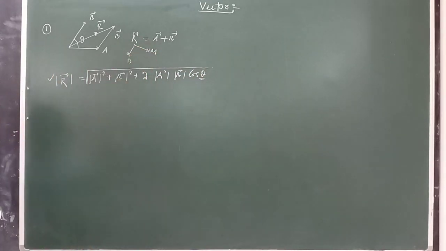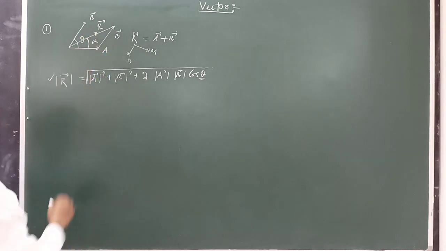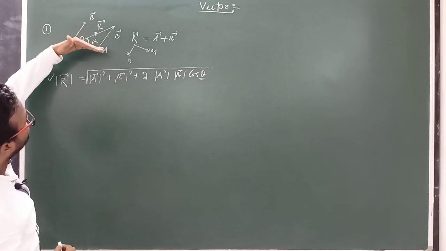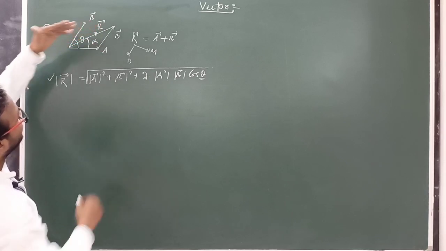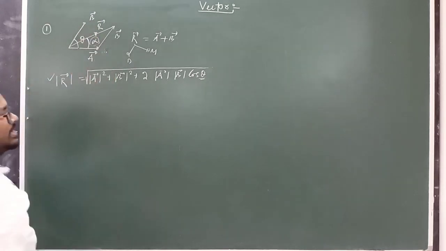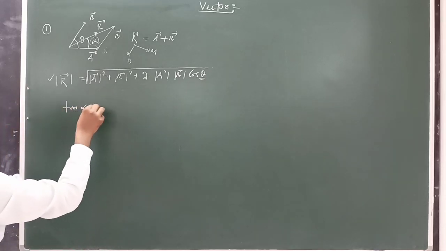Now we have to find the direction. What is direction? This is the direction you can take. Suppose alpha is the direction of the resultant R vector. It deviates from vector A. How much angle it deviates from vector A is what gives the direction of the resultant vector. So how can we find this direction? That is tan alpha, we already discussed.